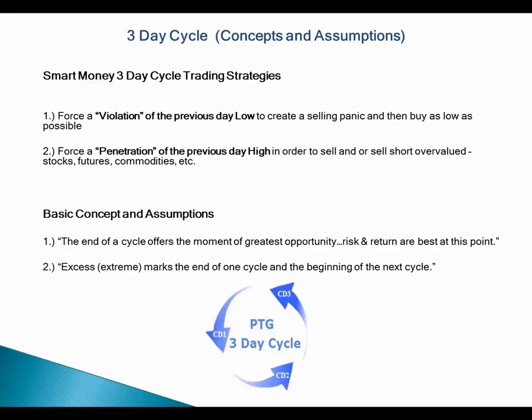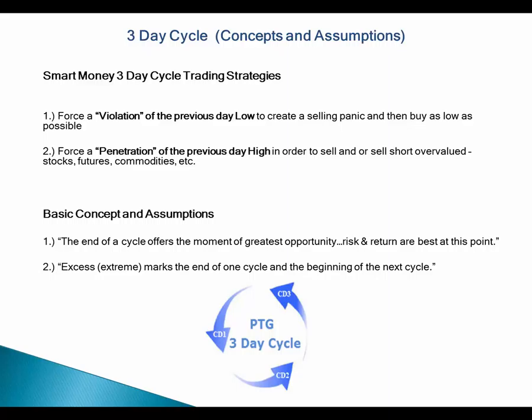When I say they, I mean the smart money, the big institutions. They force it as low as they can so they can buy it as cheaply as they can. All right? So that's the idea of a buy day, or cycle day 1: to buy it as cheaply or as low as possible.